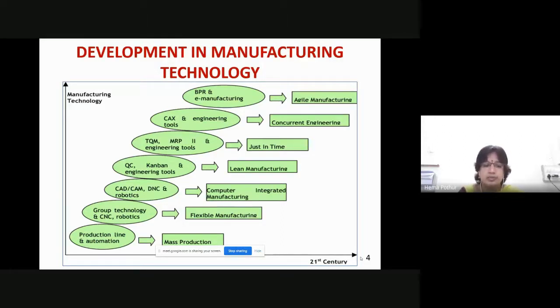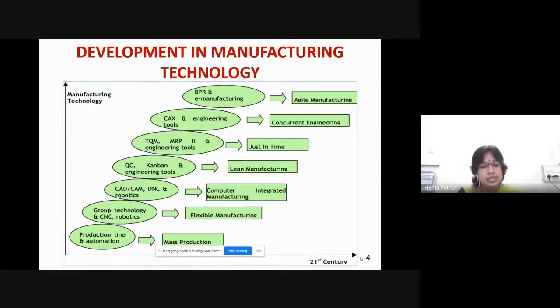Then the arena came to computer-aided design and computer-aided manufacturing, and after that DNC and robotics, which further emphasized computer integration. All these three made this into computer integrated manufacturing, where the industry started working as a semi-automated industry, where, with respect to the design and aspects required on that day, we could generate the products with computer integrated manufacturing.